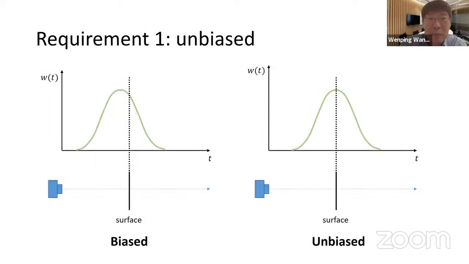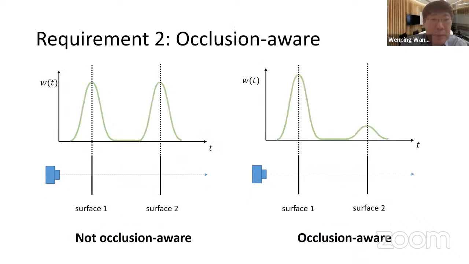Okay, here is what I mean by bias. Look, on the left, the response or the peak is off the top of the surface, that's a bias. On the right is unbiased. When you have multiple surfaces, different surfaces along the ray should have different responses. On the right is occlusion aware, the surface at the back should have lower response. But on the left, that's not correct. All the surfaces have equal response, so you cannot model transparency or translucency correctly.